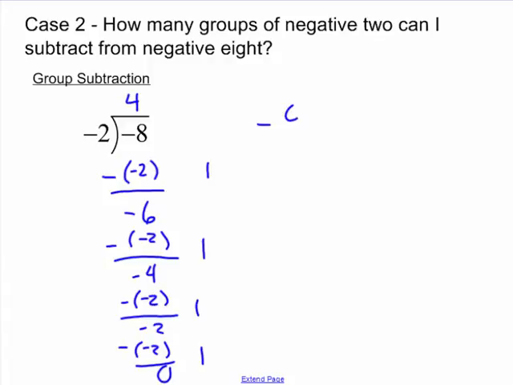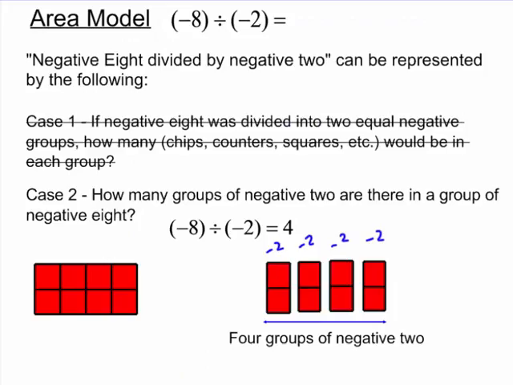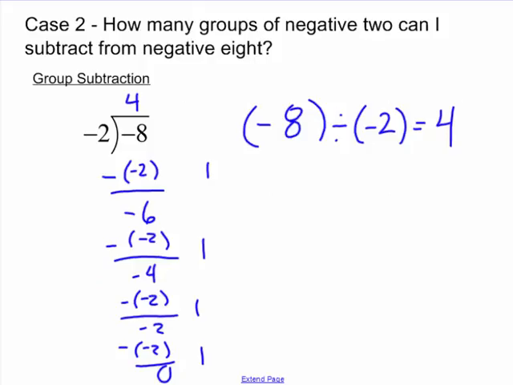So we had -8 divided by -2, and we still got a +4. So just like the case 1 picture here, we have a +4. If we do group subtraction, it actually works, and we get a +4.